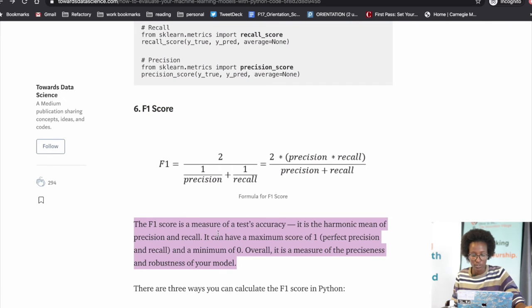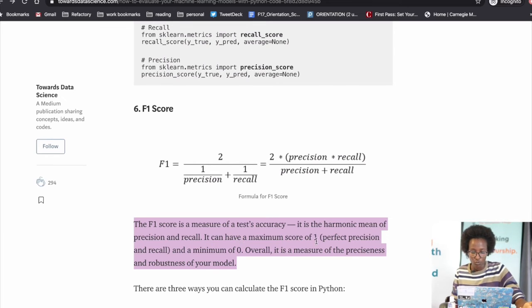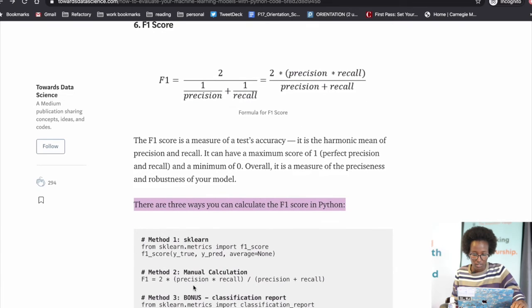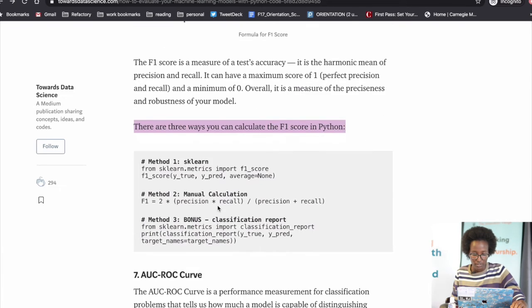So the F1 score is a measure of a test's accuracy. It is the harmonic mean of the precision and the recall, and it has a maximum score of 1, the perfect precision and recall, and a minimum of 0. So overall, it's a measure of the preciseness and the robustness of your model. There are 3 ways to calculate the F1 score in Python. All right, so this is the first method, that's the second method, that's the third method.